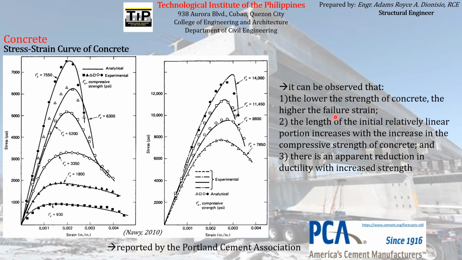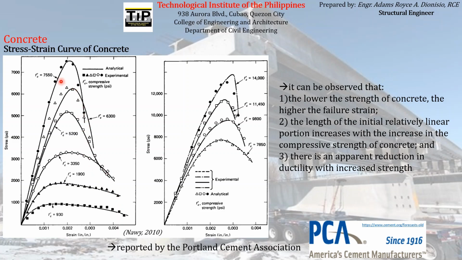What do we mean when we say failure strain? Failure strain is the strain at the end point of the curve. At this particular curve, the failure strain is here because this is the end point of the curve. For this concrete compressive strength of 1.9, the failure strain is here. For 3.5, it is here, until 14,000, which is here. So in general, what can we observe about the relationship between the compressive strength f'c and the failure strain, the endpoint of every stress-strain curve that we have here?